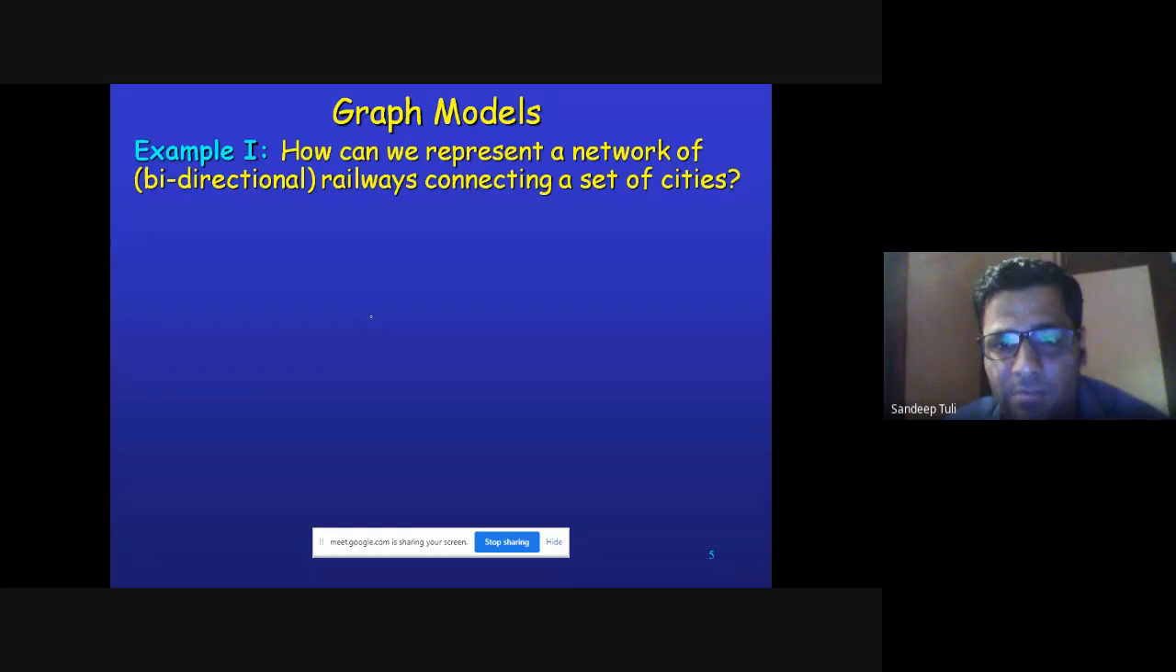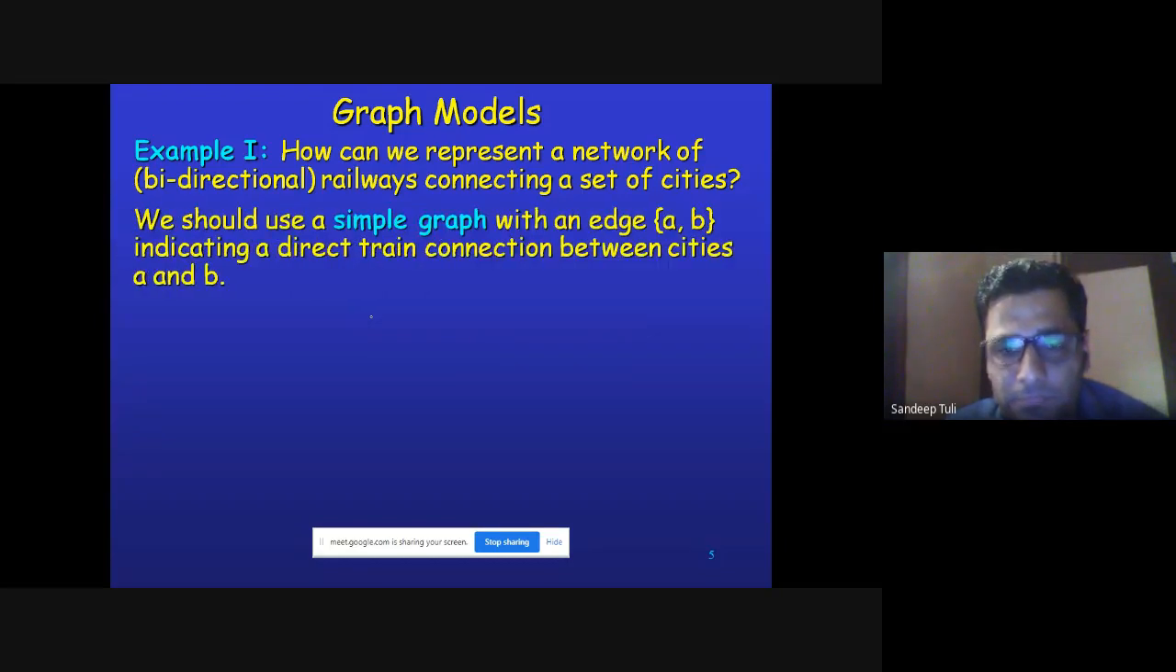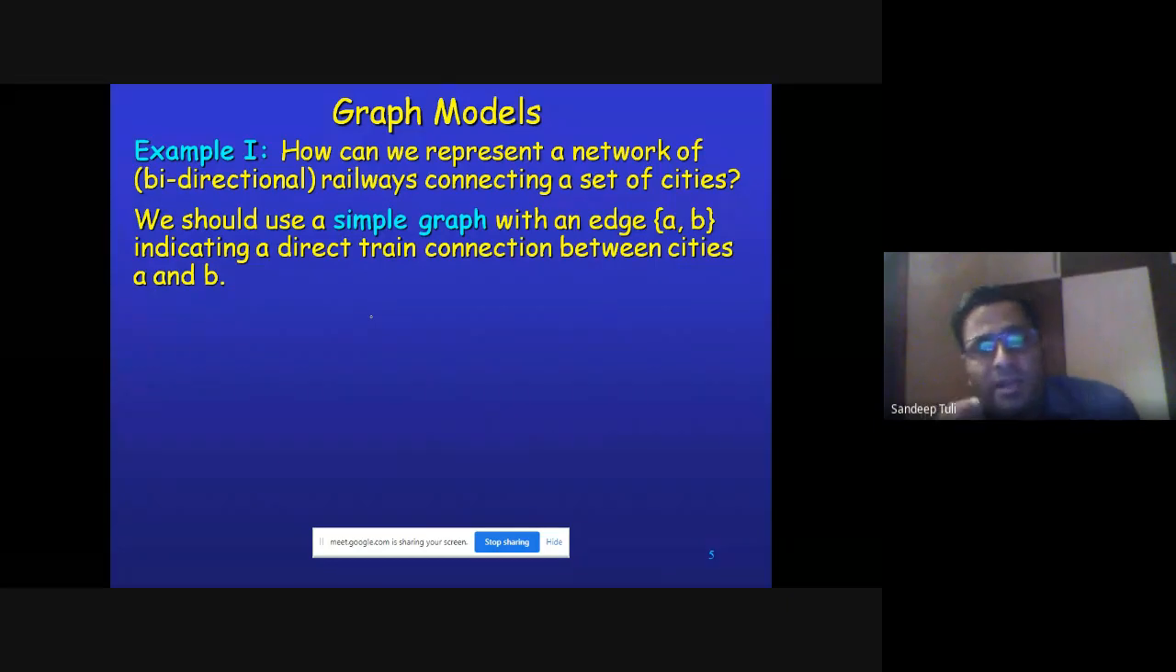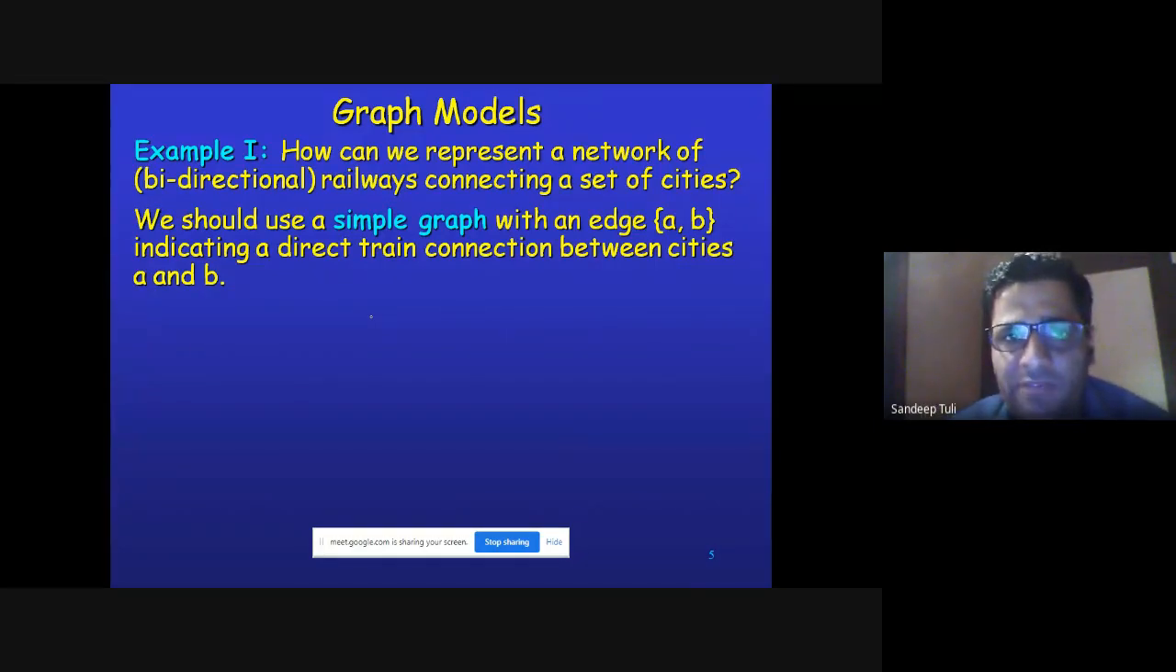Yes. Can anyone else answer? How can we represent a network of railways connecting a set of cities bidirectionally? We can use an undirected graph, because it is bidirectional. If I am having a track from A to B, then it should also go from B to A. So one edge is there to represent both things. It will be easy to represent with the help of a simple graph, where A and B represent both directions. But if I use a directed graph, then I need to make two edges in that case.